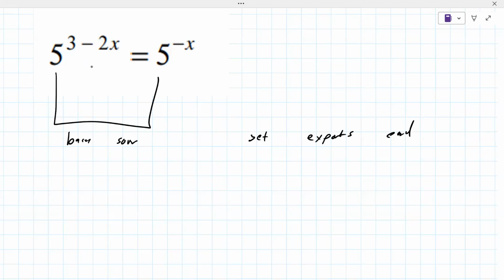Okay, so when I say setting the exponents equal, 3 minus 2x equals minus x. So do you remember how to solve an equation like this? Let's see. You can put the x's together. So you can move from the smaller to the larger because there's variables on both sides. So which is smaller, minus 2x or minus x? Minus 2x. So you undo that by adding 2x to both sides.